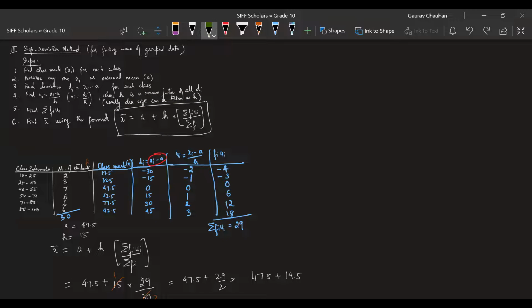But sometimes the interval will be different for each class. If I don't take 15 as the class size, and some classes have 15, some have 5, some have 10, then H will not be the class size. You'll have to find the common factor of all of these. That's why I'm being explicit here. G, does that help? Yes, sir. All right.